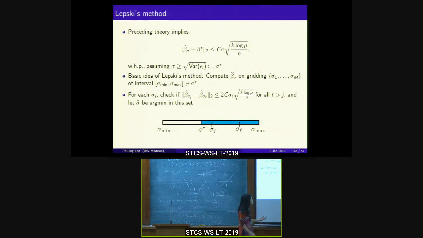Okay, so my estimator will be the minimum of all the sigmas in the good set. So with high probability, the minimum is going to be at least here. It might be over here.